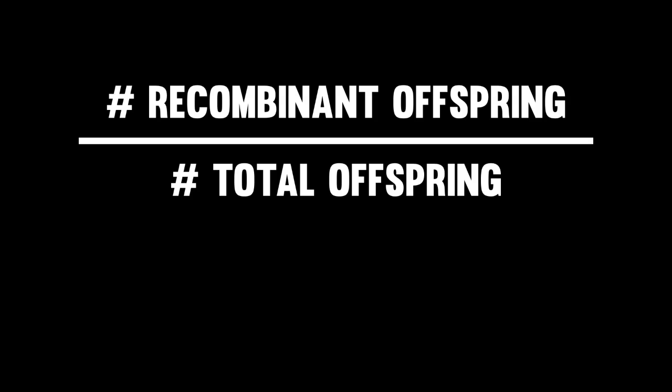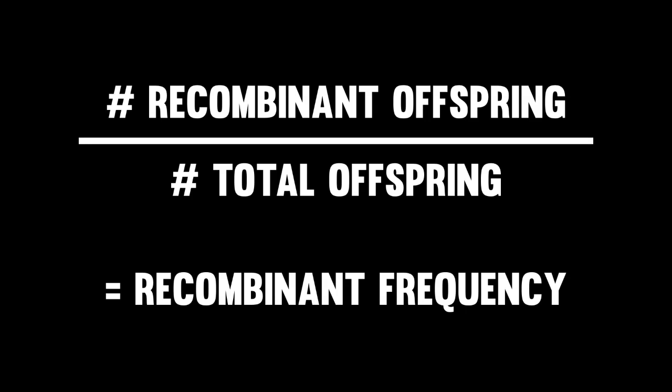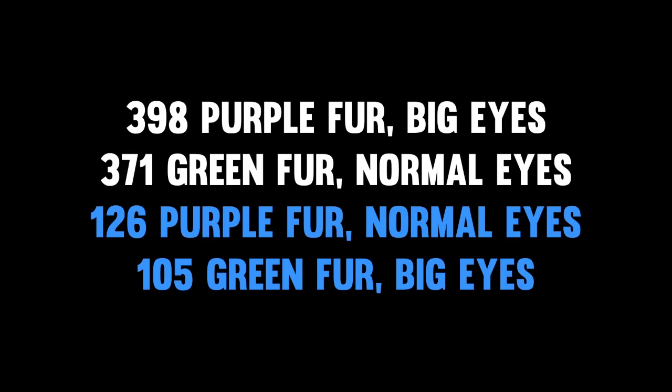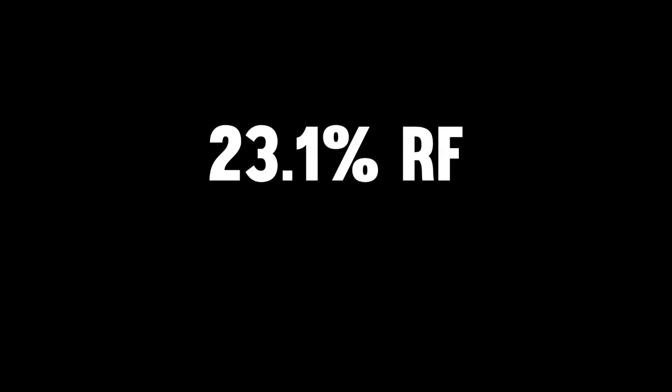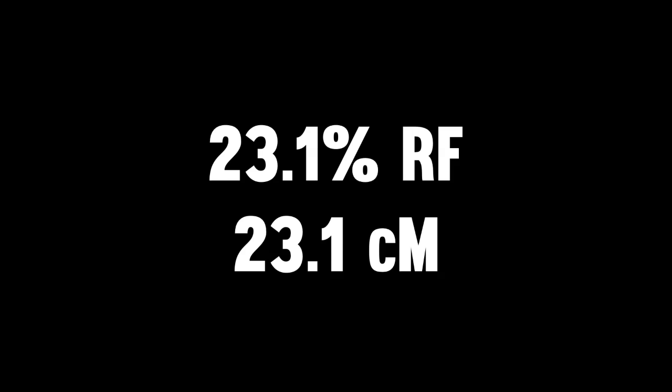It turns out that if you take the number of recombinant offspring and divide it by the total offspring, you get this number called the recombinant frequency, or RF. So if we take a look at our example here, there were 126 with purple fur and normal eyes and then 105 with green fur and big eyes. These were the recombinant types. So if we add these 2 numbers together and divide by our total, we would get 23.1%, which is our recombinant frequency, or RF. And 23.1% RF is equal to a 23.1 centimorgan, or 23.1 map unit genetic distance.